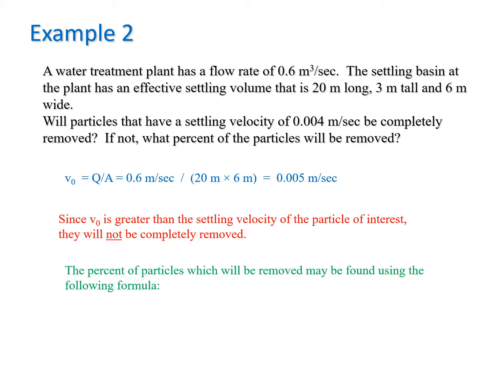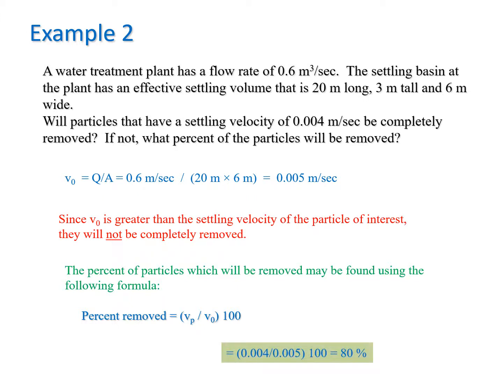So what percent? The percent of particles which will be removed may be found using the following formula. The percent removed will be Vp over V initial times 100. So here it will be 0.004 divided by 0.005, with 0.004 being the particle's given settling velocity, times 100, and that will be 80%.